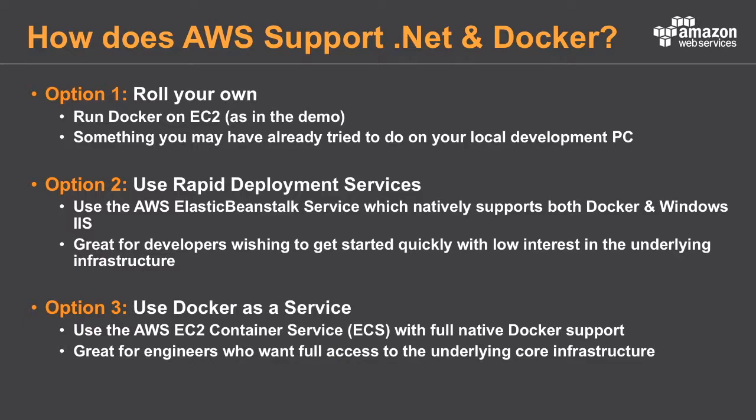And finally, option three is for more advanced users who potentially would like to use the Amazon EC2 Container Service, or ECS, which supports Docker natively. What it does is give your engineers and IT ops teams full access to tinker with the underlying core infrastructure that's running your Docker environment. And ECS has a lot of power for things such as scaling out and having the ability to restart and bring back to life any Docker containers that may have stopped, failed to launch, or potentially crashed.